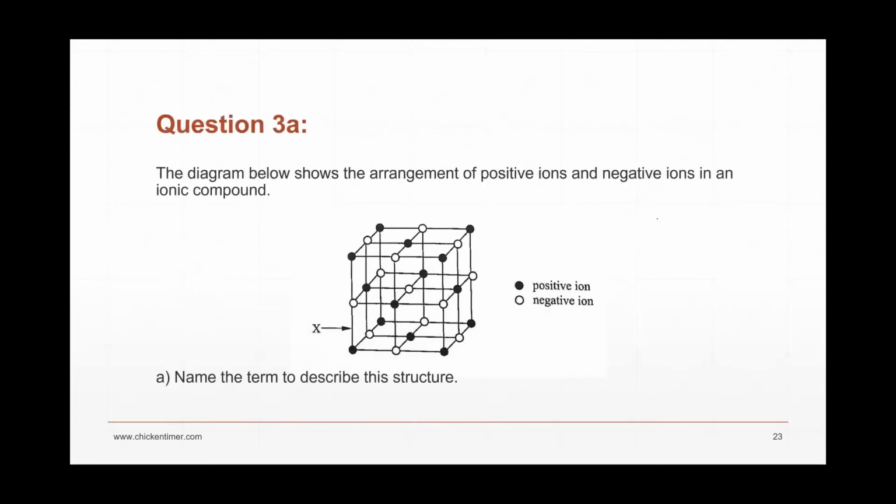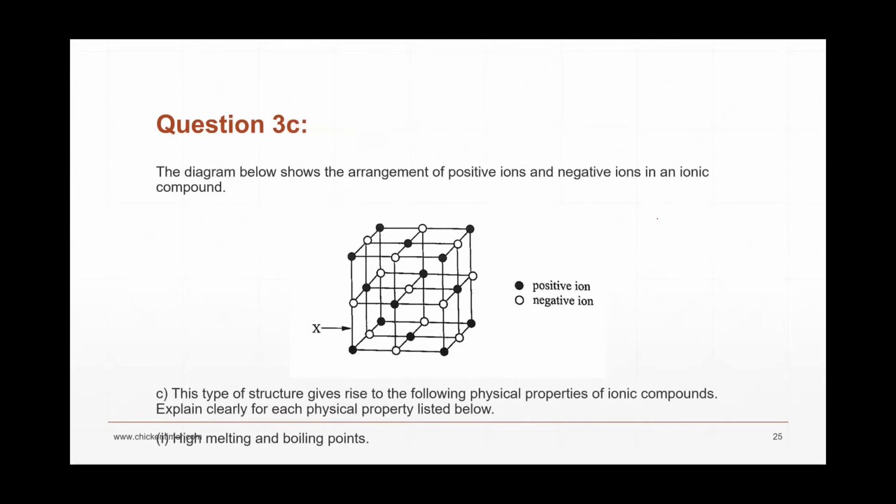Now down here, question. The diagram below shows the arrangement of positive and negative ions in an ionic compound. They say name the term to describe this structure. The answer is crystal lattice structure. Also possible, similar: giant ionic lattice structure. Again, what is X? Ionic bonding.